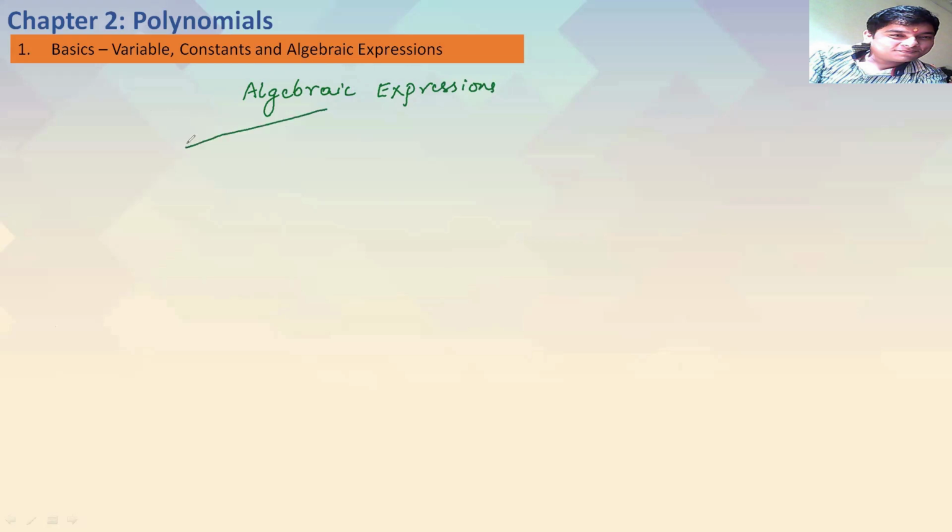There are two kinds of algebraic expressions: polynomials and non-polynomials. Are you getting me, Ankita? Yeah. What are polynomials and what are non-polynomials? Let me give some examples.